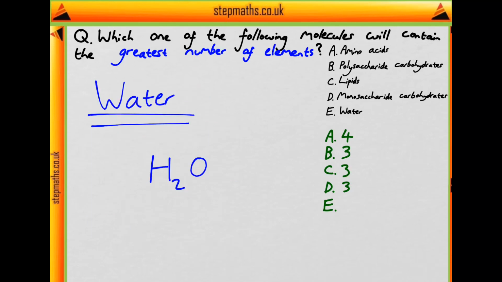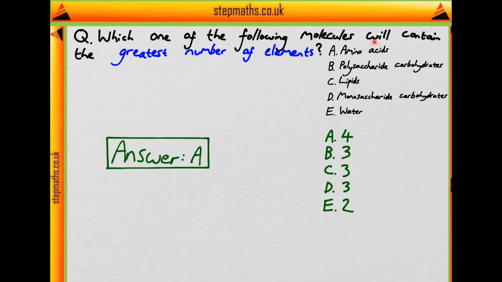And finally we have water, H2O, which we can clearly see has 2 elements composing it, hydrogen and oxygen. Therefore, we can see that amino acids have the greatest number of elements composing them, at least 4, and so our answer is A.